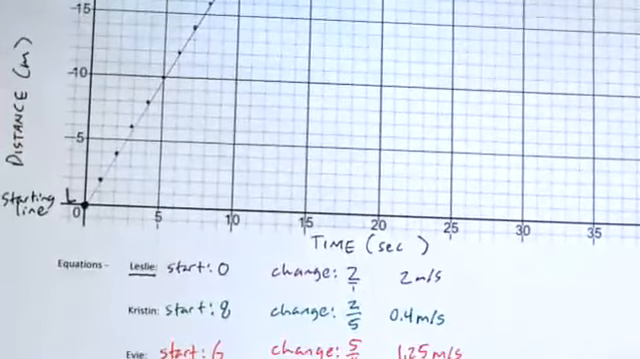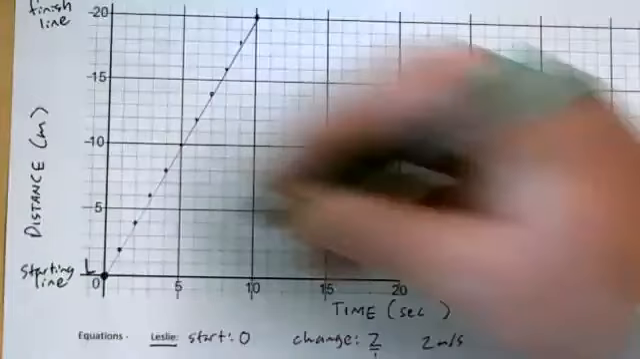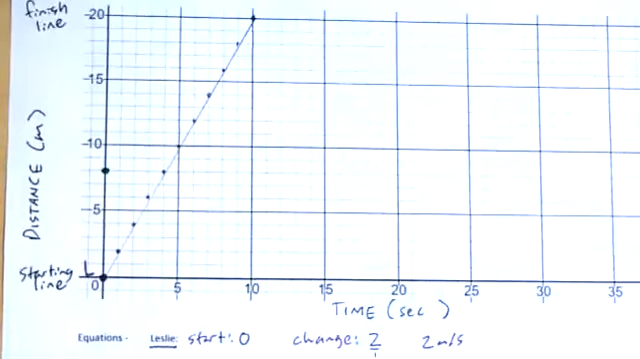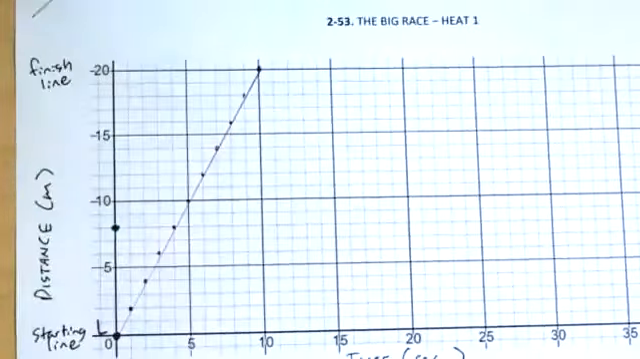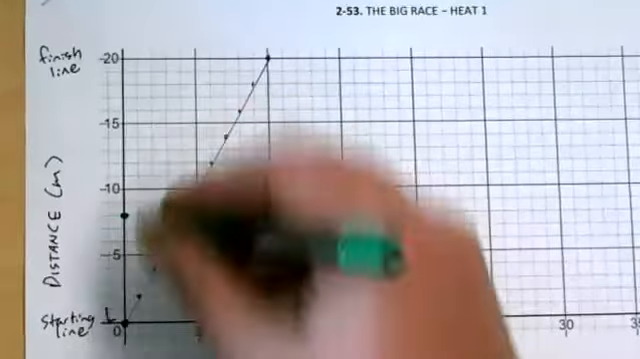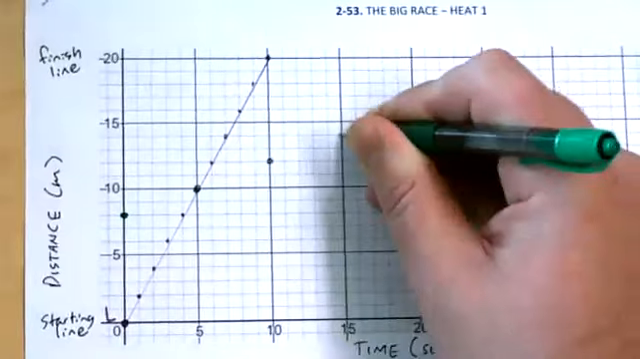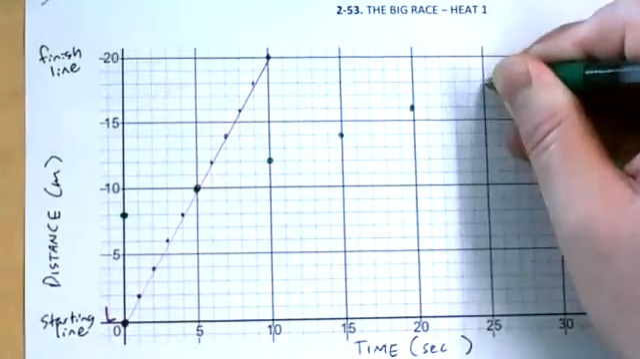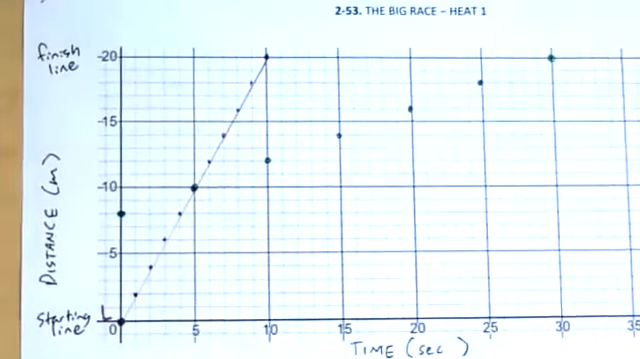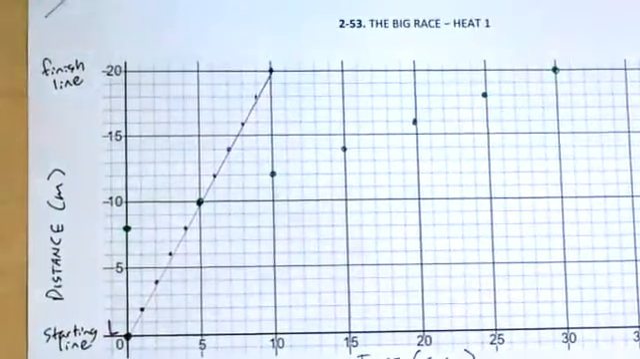Kristen's up next. Kristen starts at 8 and her change is 2/5. So get Kristen started off at 8. She's starting 8 meters into the race, and her speed is 2/5. So up 2/5. Boom. Up 2/5. Up 2/5. And we'll just keep going until we get Kristen out to the finish line. We'll draw a line and we'll label that K for Kristen.